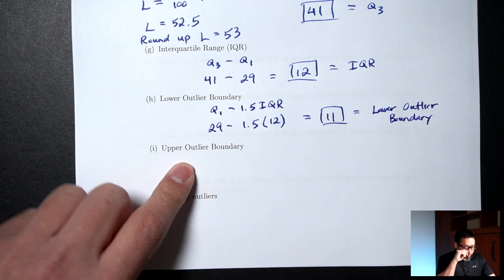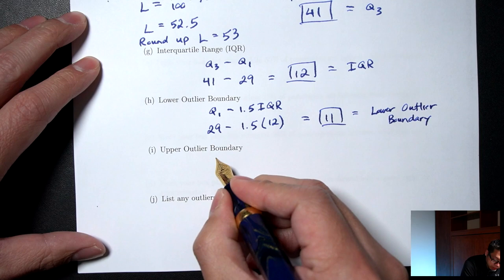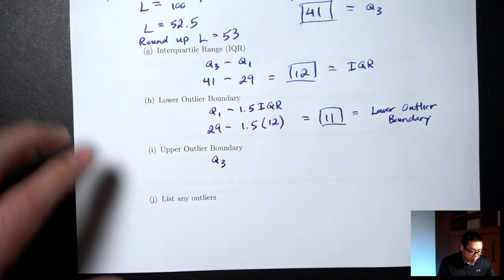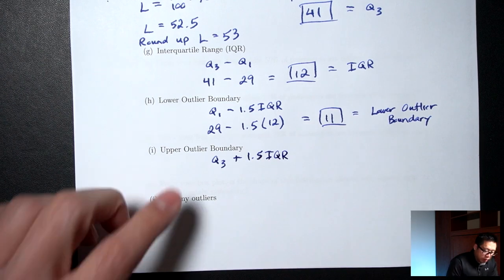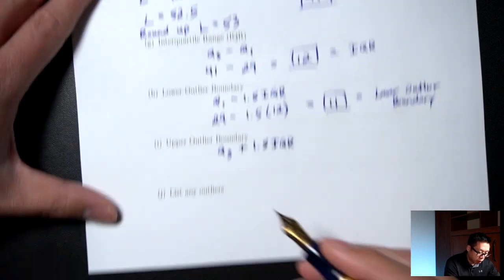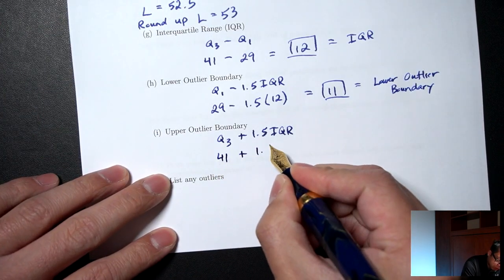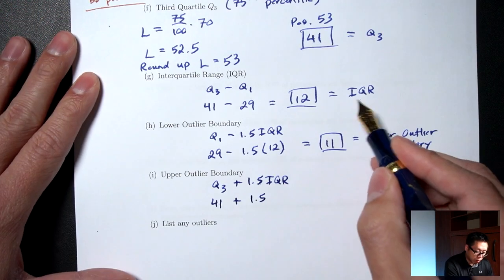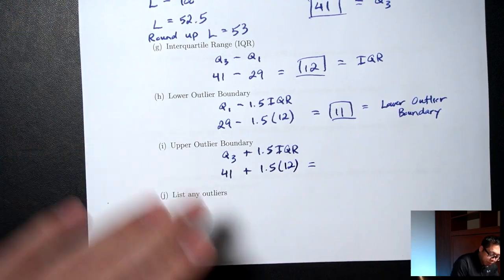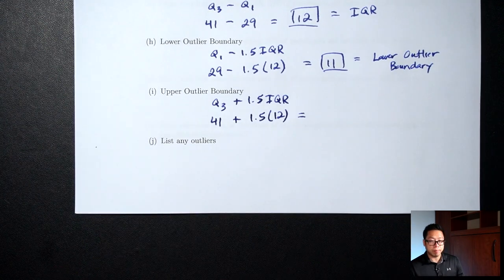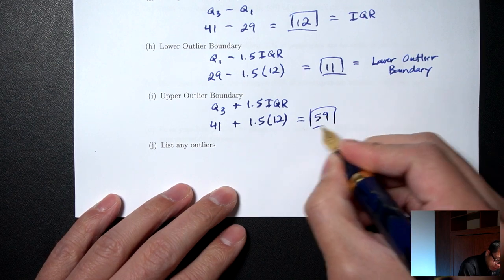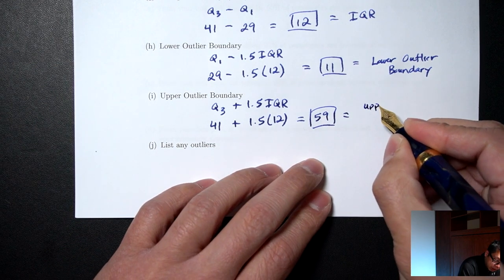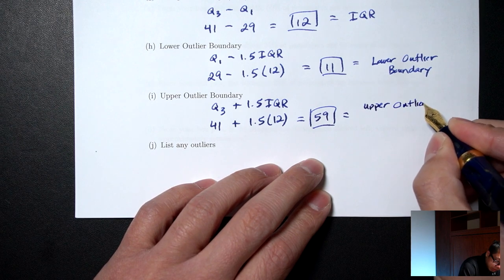Upper outlier boundary, similar thing, except you start with Q3, right, which is the upper quartile, and instead of minus, plus. Q3, in our case, was 41, plus 1.5 times our IQR. Our IQR was 12. 41 plus 1.5 times 12 is 59. And this is the upper outlier boundary.